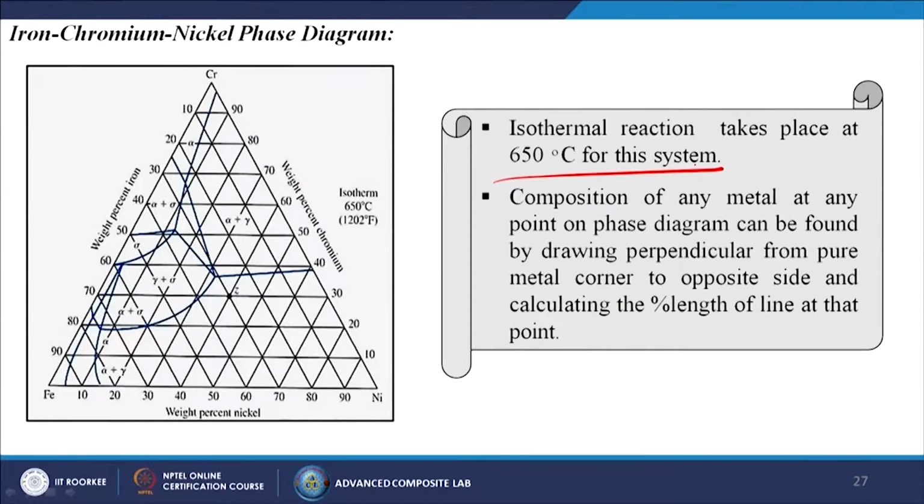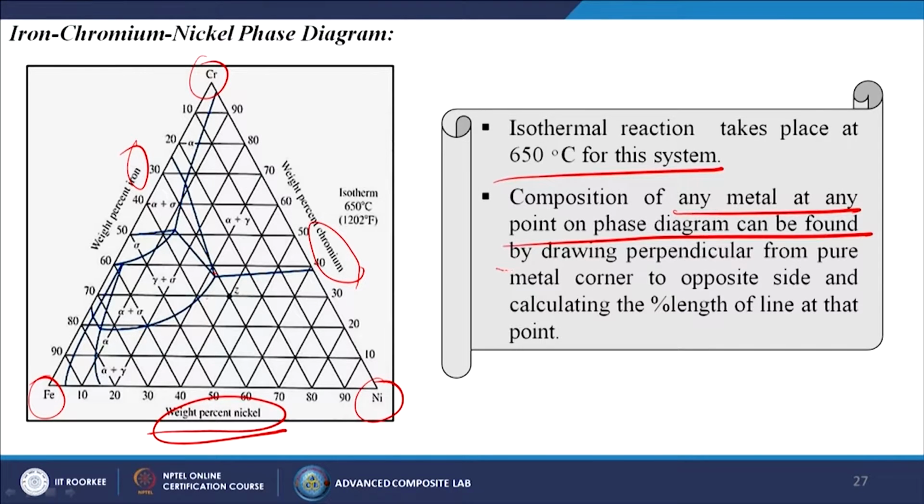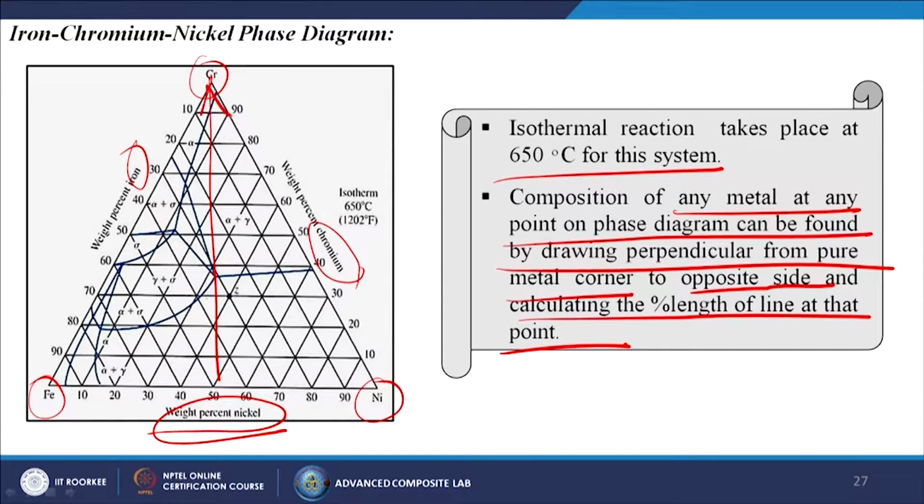Best example is the iron chromium nickel phase diagram. So, the isothermal section is at 650 degree centigrade for the system. So, here the 3 pure components iron, nickel and chromium, then varying percentage. Here the weight percent of the nickel is varying, inside is the chromium and this side is the iron. So, from here easily we can calculate the different phases. Compositions of any metal at any point on the phase diagram can be found by drawing a perpendicular from the pure metal corner to the opposite side and calculating the percentage length of line at that point, and the temperature is increasing in these directions.